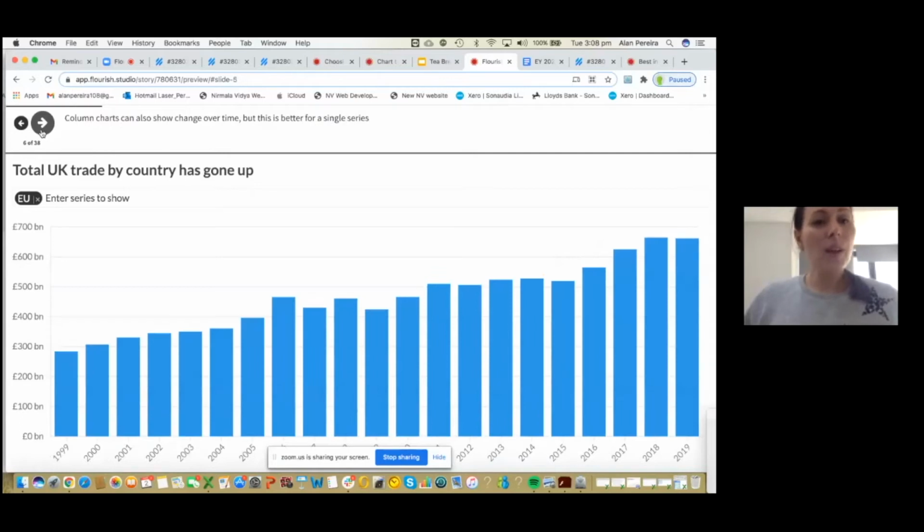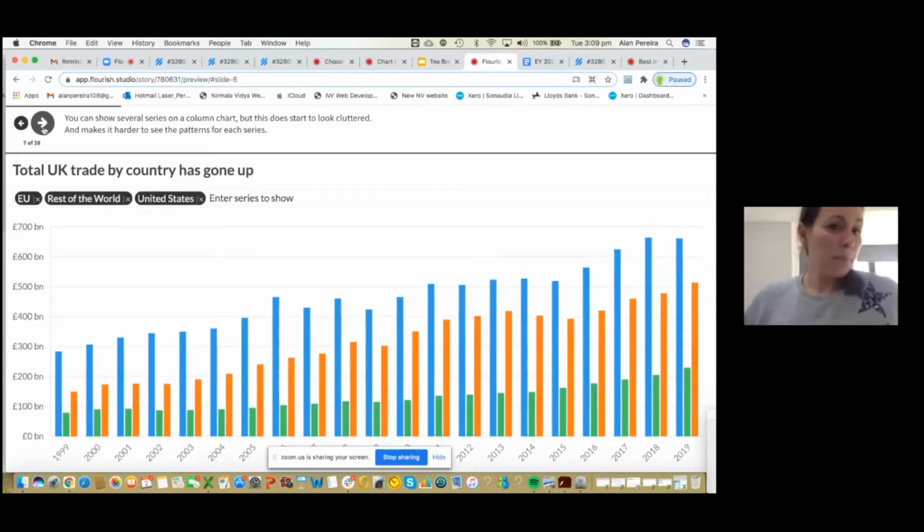Column charts are also a way of showing change over time, similar to line, but a bar for each date, or a column for each date, but this is normally much better for a single series. So here I've just got the EU in there. You can add multiple series onto a column chart as extra bars, which I've done here with those other two series, the rest of the world and the United States. But as you tend to add series to column charts, they do get quite cluttered, and it makes it harder to see patterns in the individual series. So this is definitely something to think about in your choice of chart type.